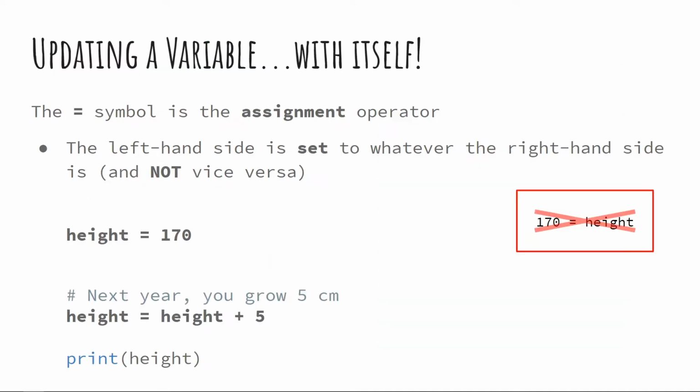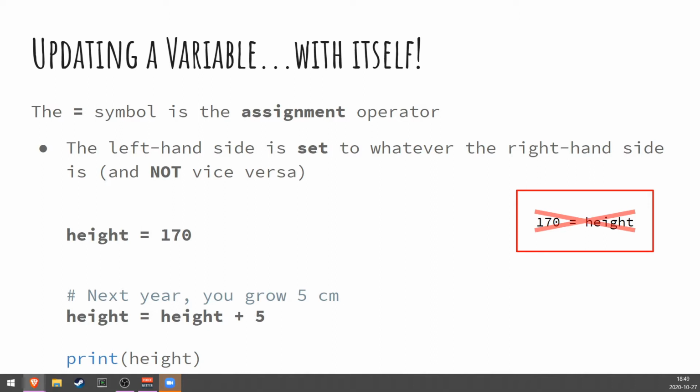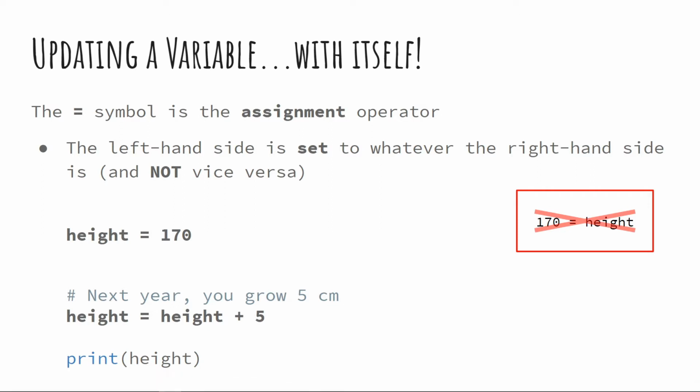So we're going to talk about updating a variable with itself. This can read as a little bit confusing if you've only ever encountered the equal sign in math class. So here the equal sign doesn't mean that the two sides are the same. It's what's called the assignment operator. So if the left-hand side is a variable, then it's set to whatever the right-hand side is. And it will only ever work that way. It won't ever work the other way. So you'll never set the right side to be the left side.